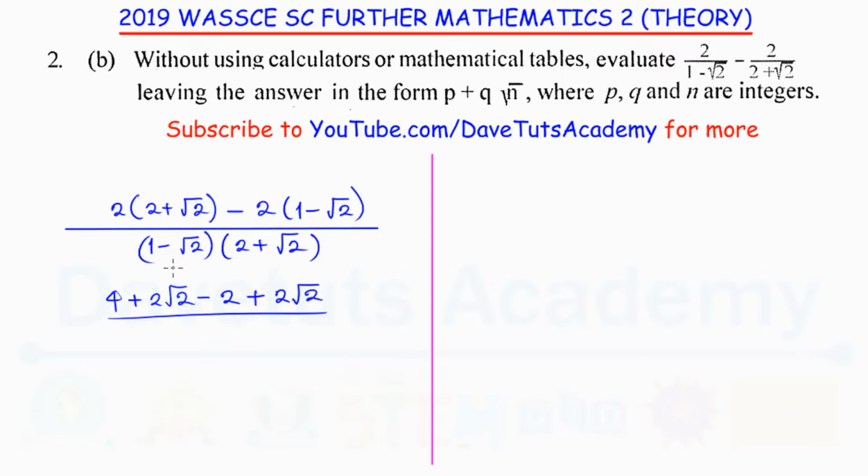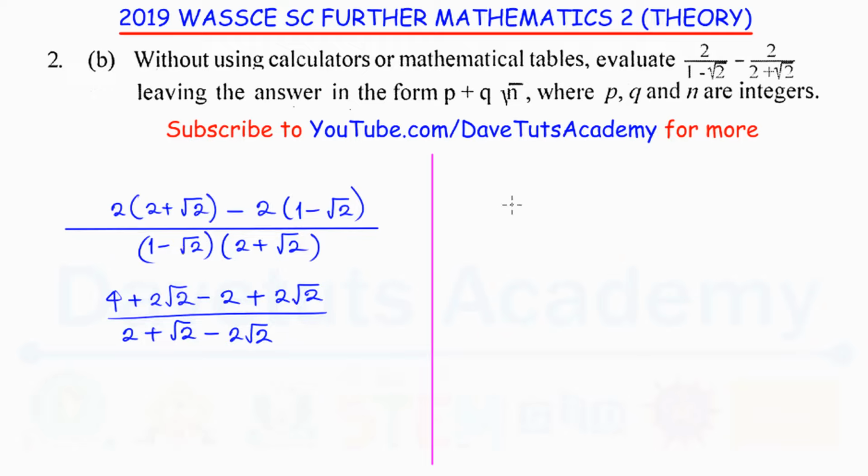And here we can open up the bracket by multiplying entity wise. 1 times 2 will be 2. Then 1 times root 2 will be root 2. Then minus 2 times 2 will be minus 2 root 2. And minus root 2 times root 2.